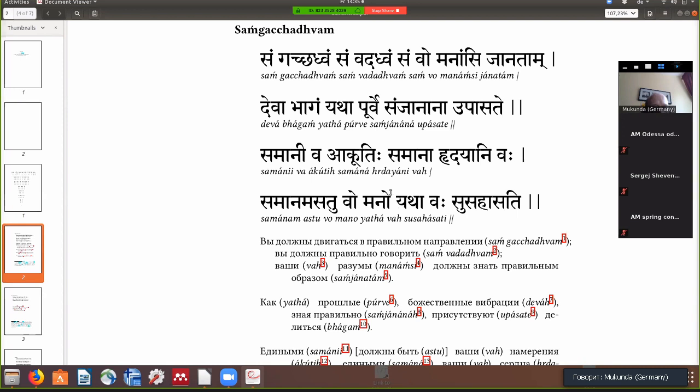So you can see that here we have the astu, which is somewhat similar to Latin est, maybe, or Russian jest, I guess. But of course, here astu is imperative, so yeah, it is a kind of command. It must be, it should be.